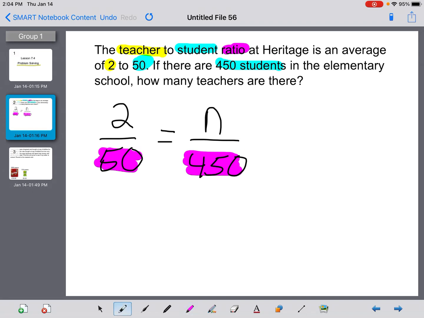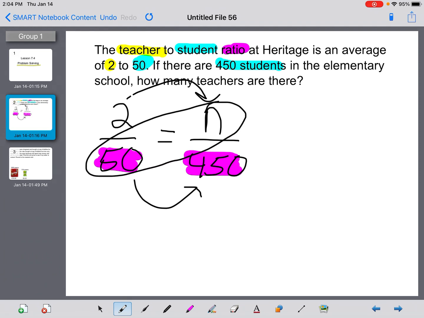So if I want to solve this, I could think 50 times what is 450, and then do the same to the top, or I can solve it algebraically using cross products, which I think I'm going to do. So here's my going across. I know that 50n equals 2 times 450. And 2 times 450, I think in my head, 2 times 45 is 90, and then I add a 0. So I get 50n equals 900.